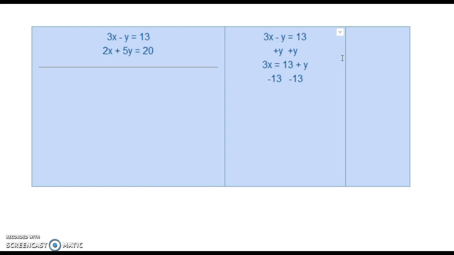So now what we're going to have is 3x minus 13 is equal to y. So y is now isolated, and we can use that to substitute into this equation up here that we haven't touched yet. So starting back over here, we're going to plug in this expression for y into y in this equation. So I'll show you what that looks like.